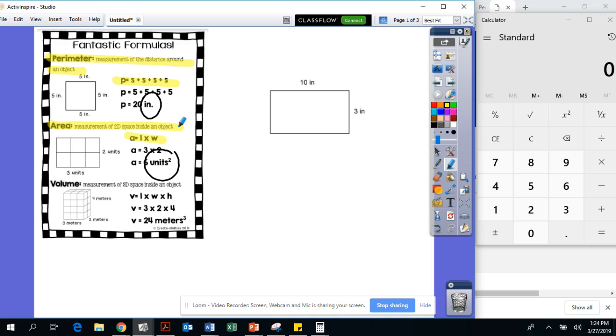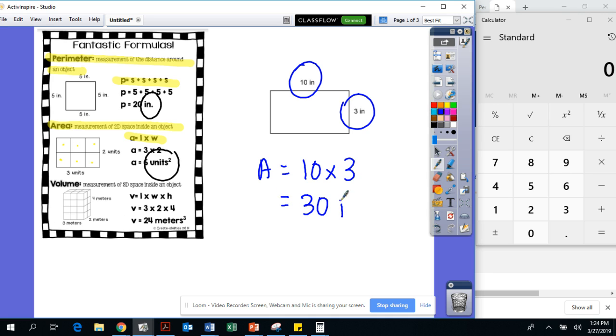Now in 3rd and 4th grade, they often saw the squares, so they could count the squares to come up with an area of 6. In 4th and 5th, we transition and students will not have the squares. They need to know the formula. So if the length is 10 and the width is 3, the formula for area is length times width, well 10 times 3. I end up with an answer of 30 square inches, again because this is a 2D shape, so that's why it's square.